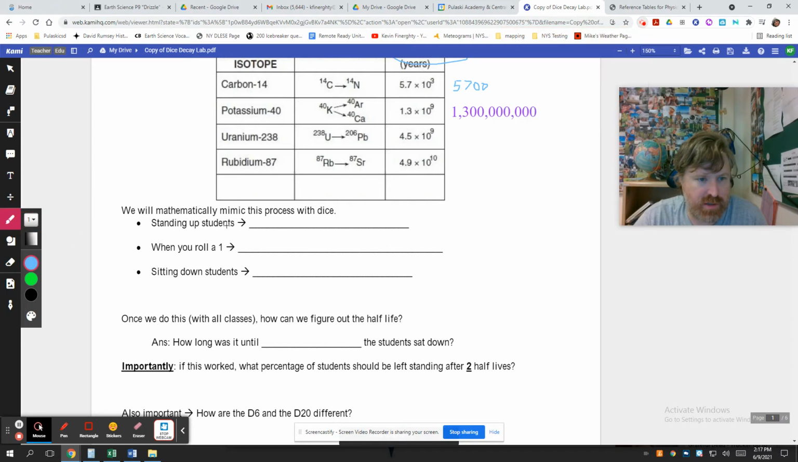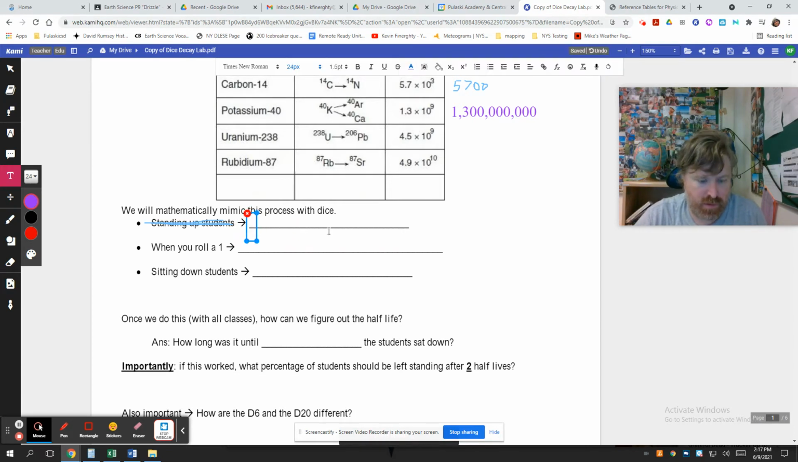All right, so let's just basically cross this off. So we'll say dice, in this example, are like the unstable isotope. Now, normally every student has 1 die. They're standing up and they're going to sit down when they roll a 1. So rolling a 1 is the moment that the isotope decays.